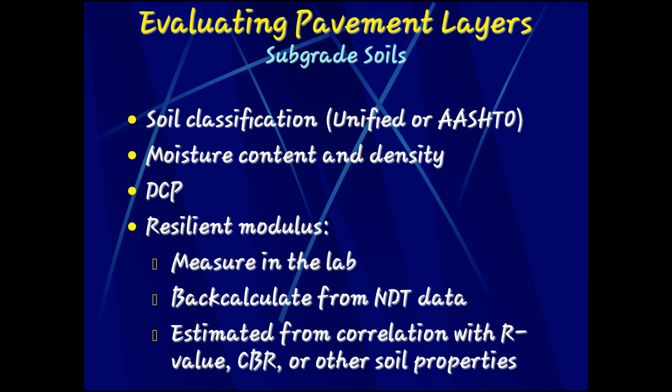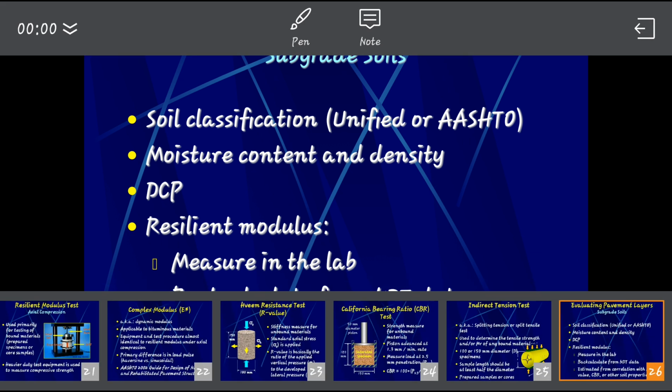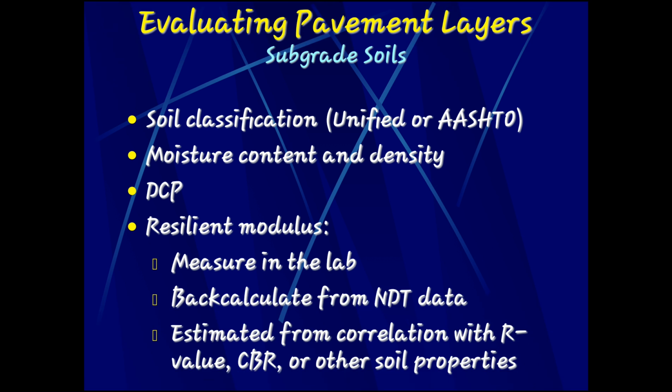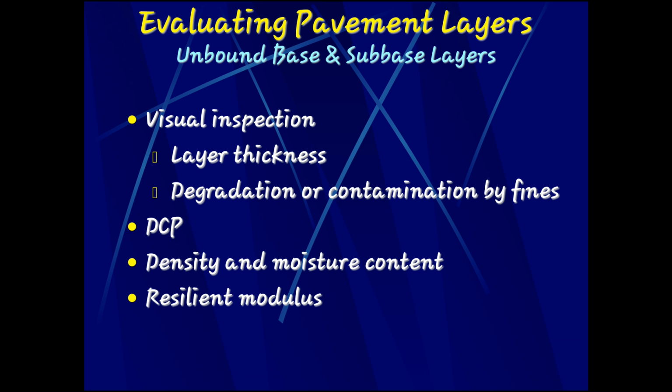Prepared subgrade or course. Evaluating pavement layers: soil classification, unified or AASHTO; moisture content and density; DCP; resilient modulus measured in the lab, back-calculated from NDT data, or estimated from correlation with R value, CBR, and other soil properties.